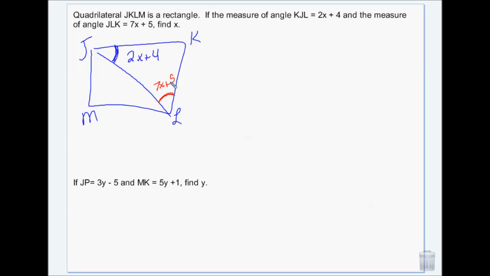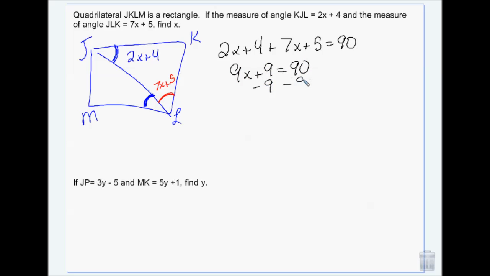Now I know that this blue angle is the same as this blue angle here. And my red and my blue are going to add up to 90 because it's a rectangle. So I'm going to add these two things together to make 90. Okay, so I get 9x plus 9 equals 90. So 9x equals 81. So x is 9.